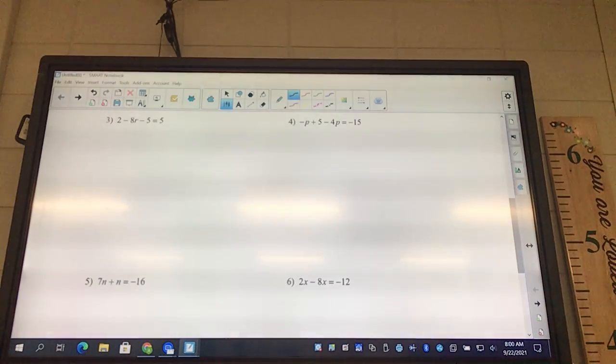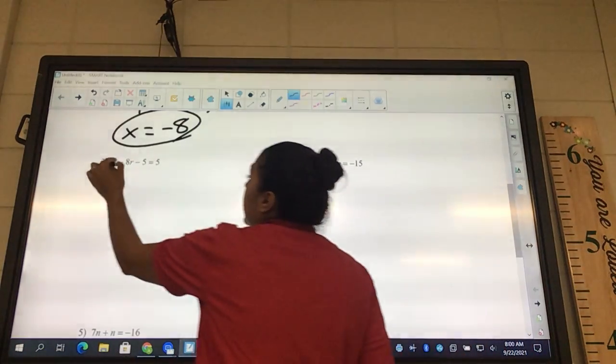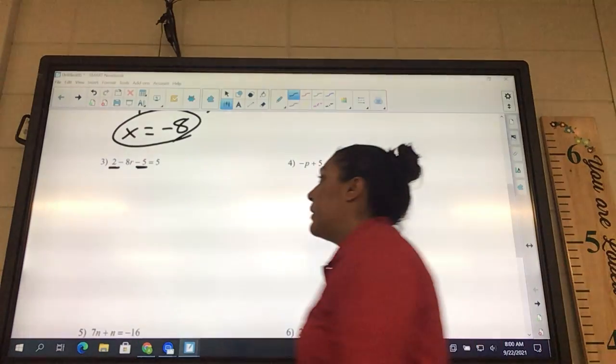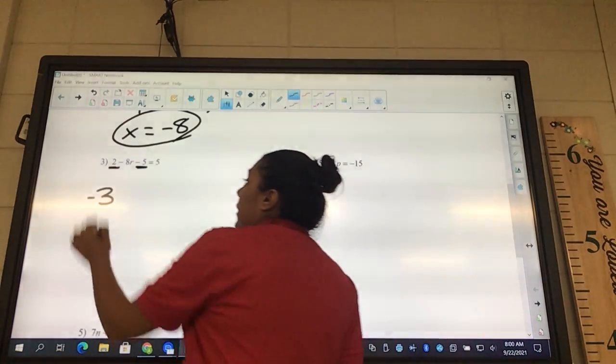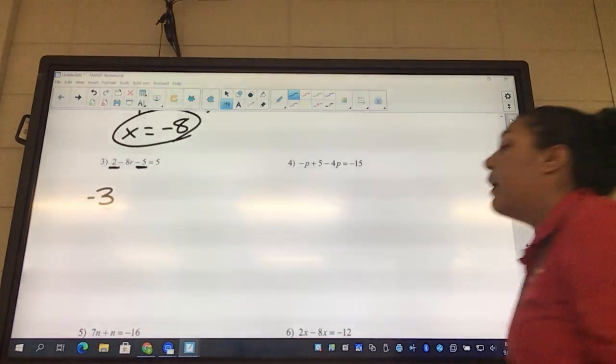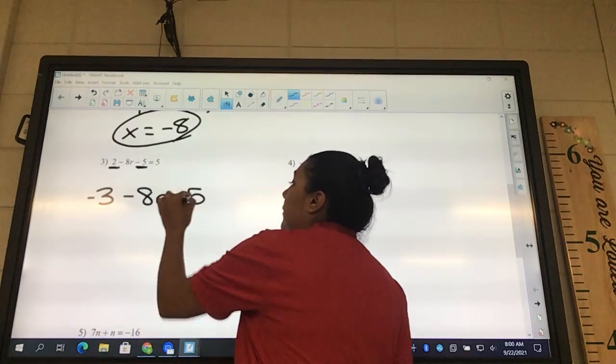Okay, look at 3. What can we combine? 2 and the negative 5. So we can put this 2 and negative 5 together to give me what? Negative 3. Okay, and then what else do I have I haven't used? Minus 8r equals 5.